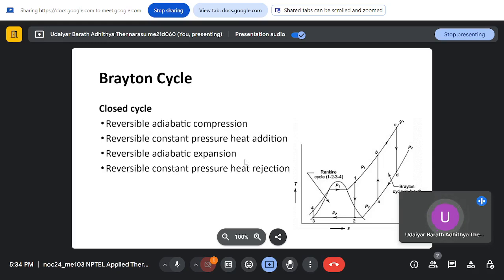It's just similar to your Rankine cycle, but instead of operating in a two-phase region, it's operated in a vapor region or superheated region. So this A, B, C, D is your Brayton cycle. Similar to that, it was here 1, 2, 3, 4. This is your Rankine cycle. So when you move it out of the two-phase region, it becomes a Brayton cycle. The four processes are the same as your Rankine cycle: isentropic compression, then isobaric heat addition, then isentropic expansion, and then isobaric heat rejection. So that is your Brayton cycle.